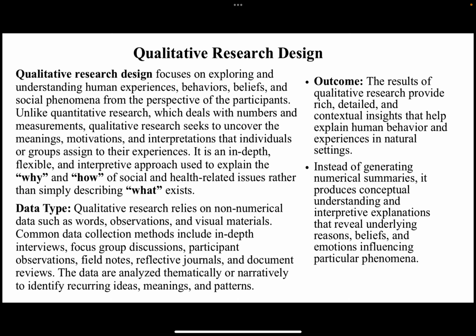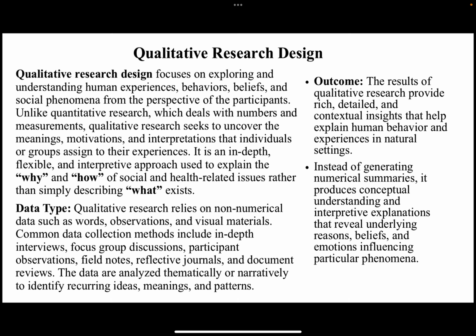Okay, so the common type of data collection method that is used in qualitative design is interviews, in-depth interviews or interview guides, focus group discussions, participant observations, field notes, reflective journals, okay, and document reviews. The data are analyzed thematically or narratively to identify recurring ideas, meanings, and patterns. Okay, that is what we call qualitative research design.